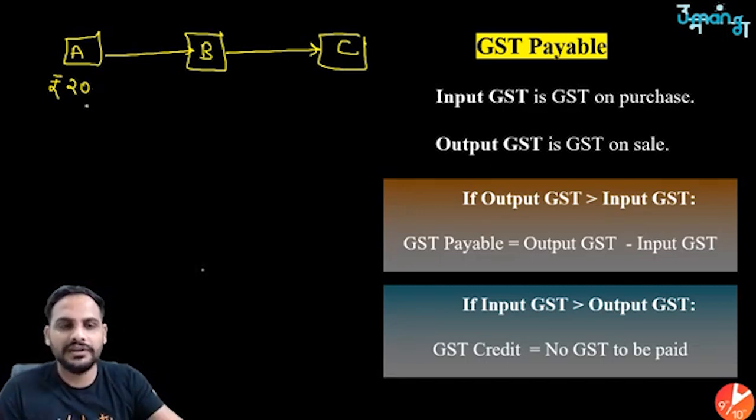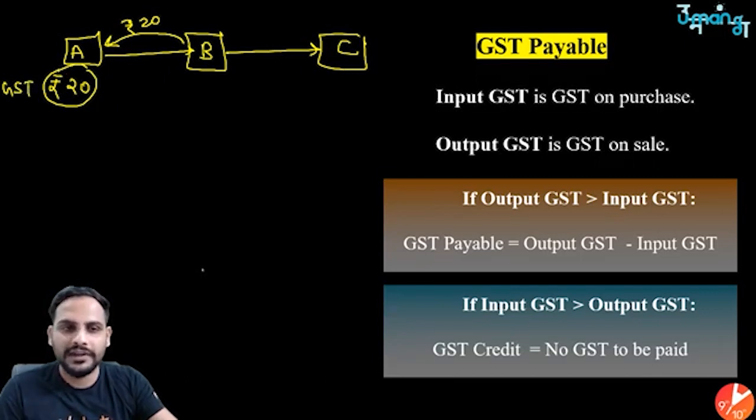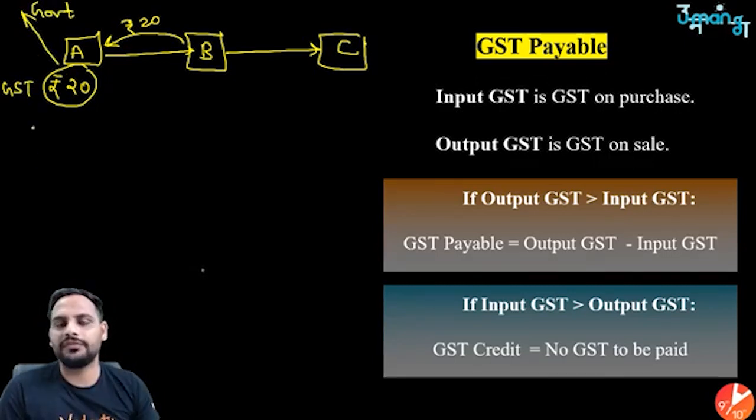B has given rupees 20 to A, which is now paid as GST. So this rupees 20 A will not keep with him. A will give it to the government. Government has got rupees 20.